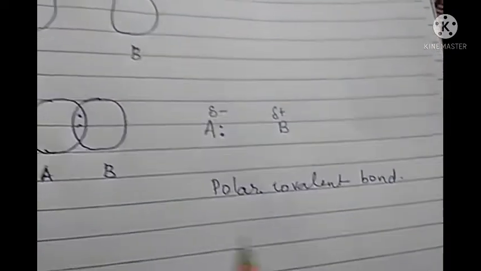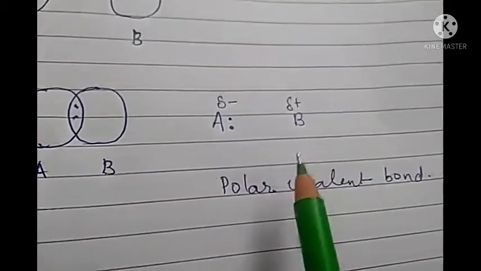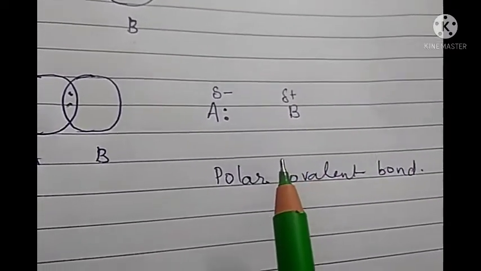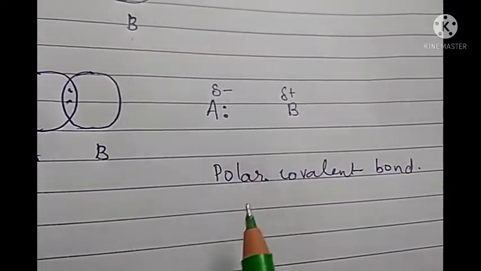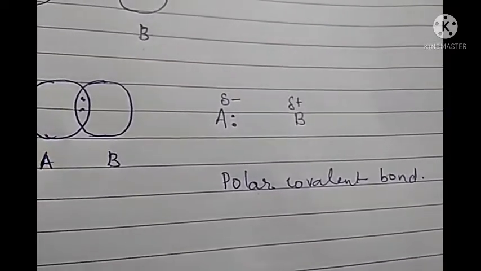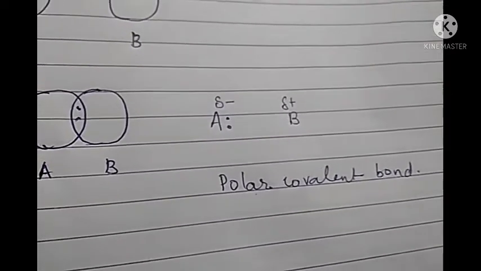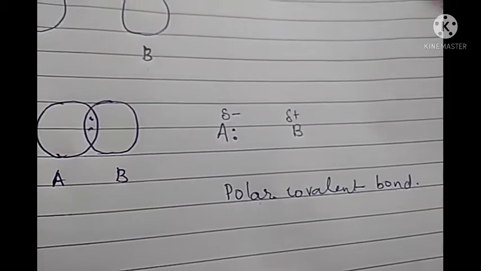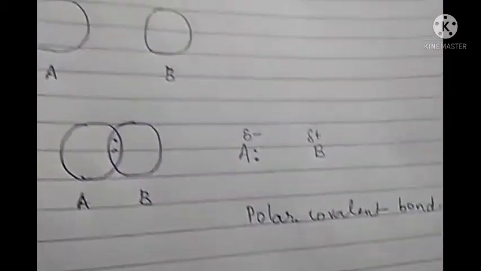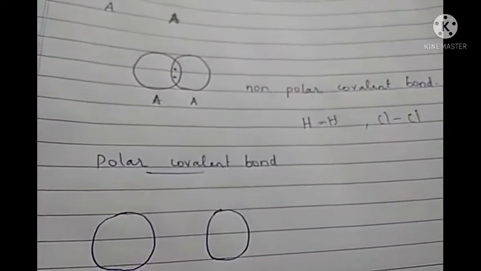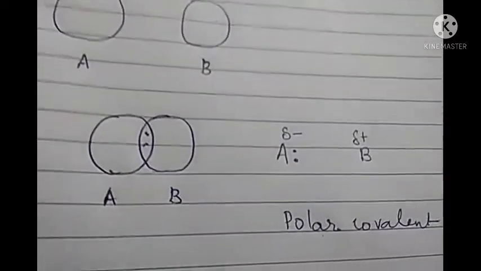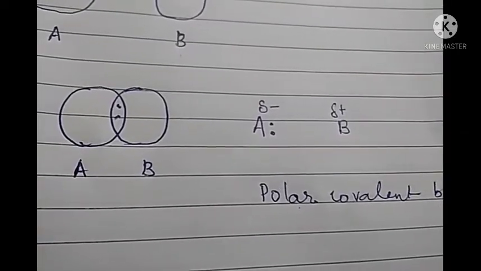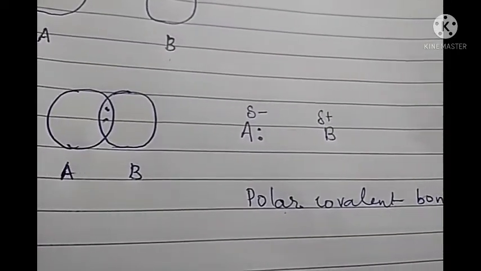Okay. So if the two combining atoms differ in their electronegativity, there arises a small negative and positive charge on these atoms. And such a bond can be called a polar covalent bond. Clear that? So both this non-polar bond and polar bond are two types of covalent bonds. The difference is that a non-polar bond arises between two similar atoms. But this polar bond arises between two different types of atoms. Okay, which differ in their electronegativity. They should differ in their electronegativity.